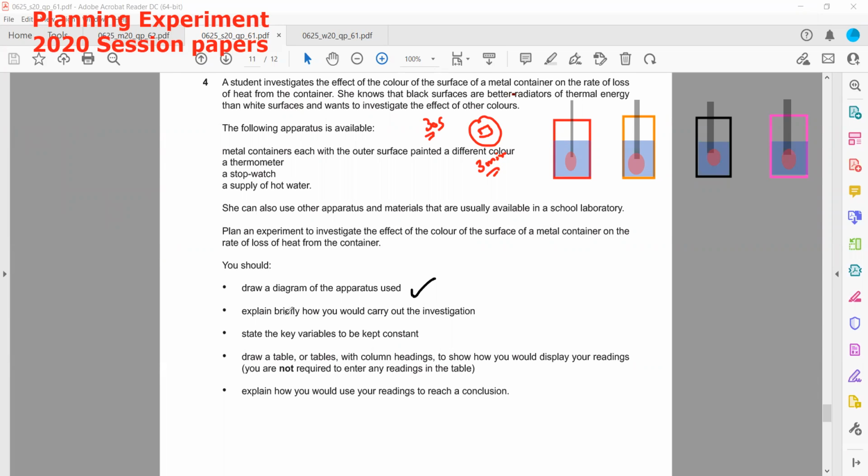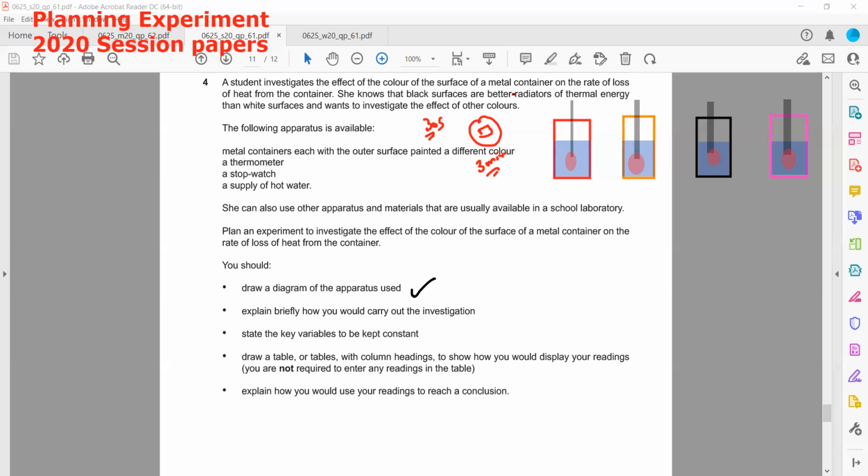Then explain how you will carry out the investigation, how you will identify which one is losing thermal energy faster than the other. For example, you can mention: take 10 cm cube of hot water and transfer it into a container, then record its initial temperature and record the temperature after every 30 seconds for 3 minutes.